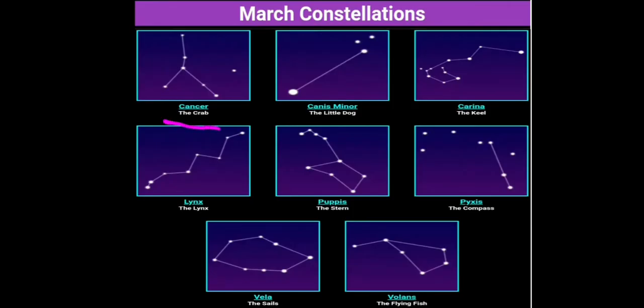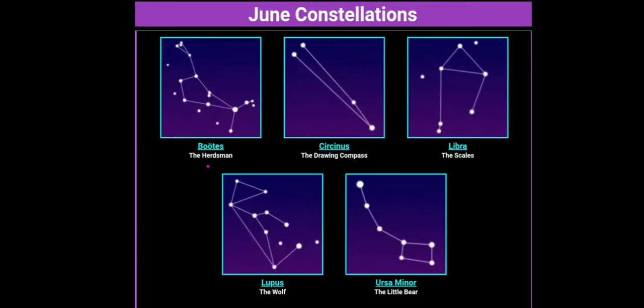March, June, September, December. And of course, I have also here the list of the different March constellations. You have Cancer or the crab, Canis Minor or the little dog, Carina, the keel, Lynx, the lynx, Puppis, the stern, and many more. We have also here the June constellations: Bootes, the herdsman, Circinus, the drawing compass, Libra, the scale. I think you're familiar with this one, Libra.